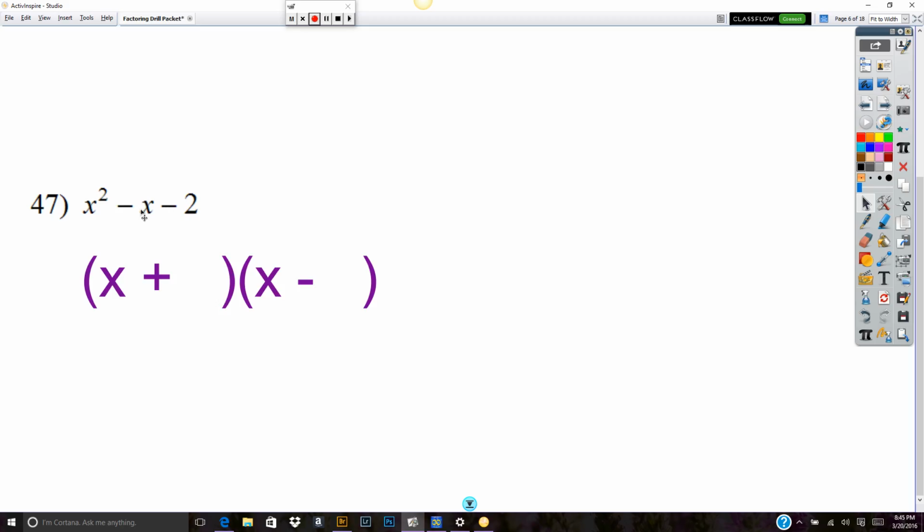Remember, there's an imaginary 1 here. So there's not too many things. There's only 2 times 1 that makes 2, and 2 minus 1 equals 1. So 2 is the larger number, and we always put the larger number with the same sign because when we double distribute, we want the minus 2x and the plus 1x to make a minus 1x. So that's how we made that choice.